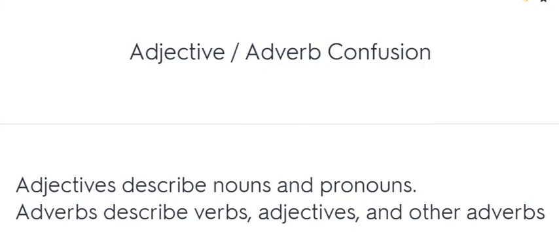Adjective/adverb confusion. Adjectives describe nouns and pronouns. Adverbs describe verbs, adjectives, and other adverbs.